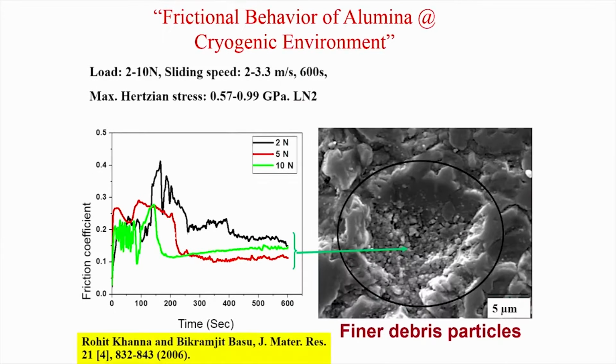We have done these experiments at liquid nitrogen temperature, and these are the loads that we used, 2 to 10 Newton. As far as the frictional behavior is concerned, this self-mated alumina shows quite an interesting characteristic. For example, at 2 Newton load, at low load, the friction goes through a transition. At 5 Newton load, the red one is somewhere in the middle, and the green one is 10 Newton load.